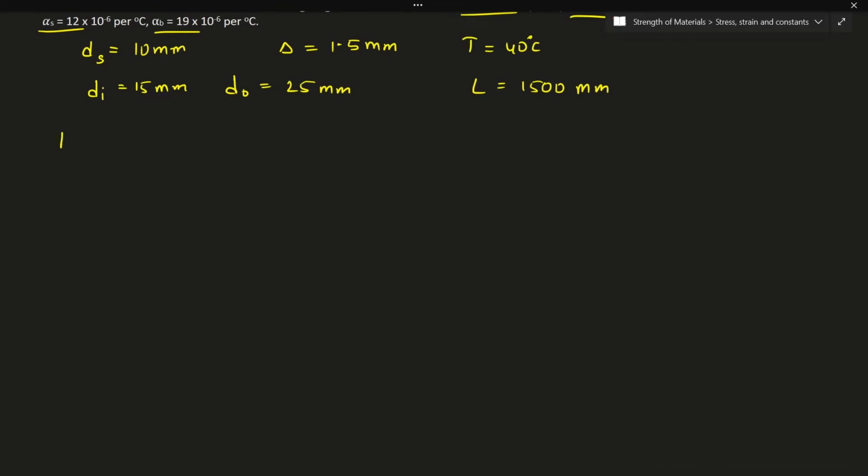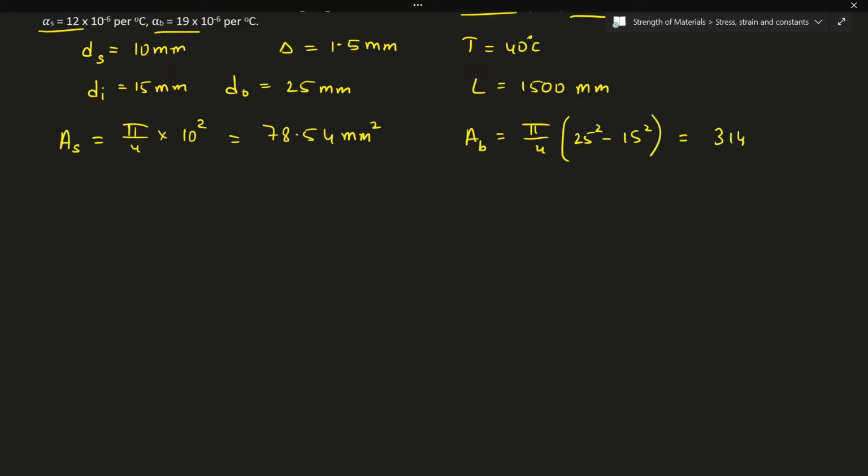Now let me just do some calculations for the area first. What about the area for the bolt? So for the bolt, I'm going to have pi by 4 into the diameter square, that is 10 square. So I'm going to end up with 78.54 mm square. And for the cross-sectional area of the tube, I'll call this AB, will be given by pi by 4 into outer diameter square, that is 25 square, minus inner diameter square, 15 square. So I'm going to end up with 314.16 mm square.